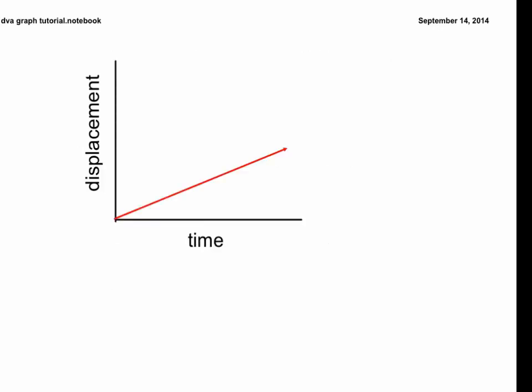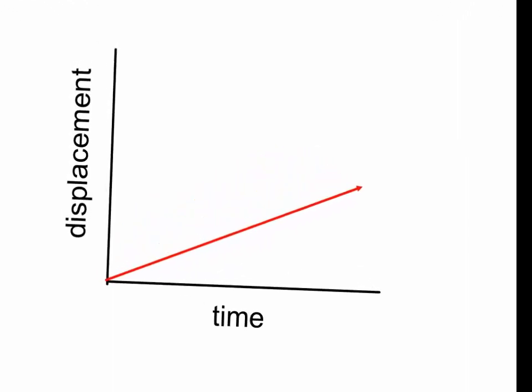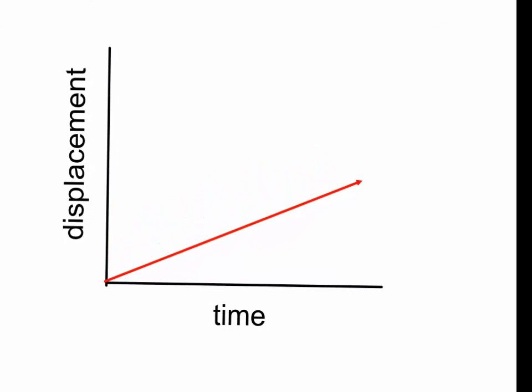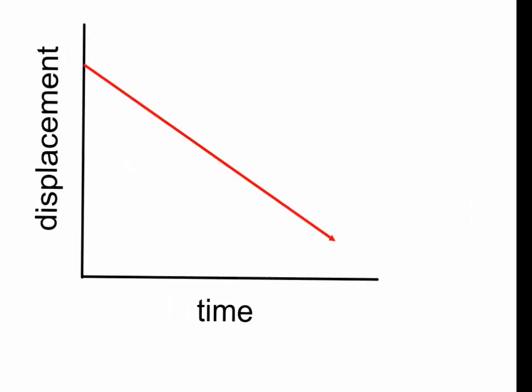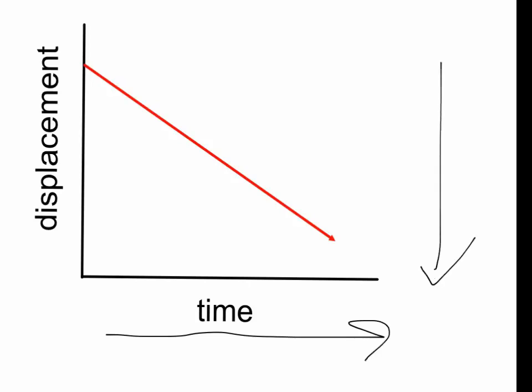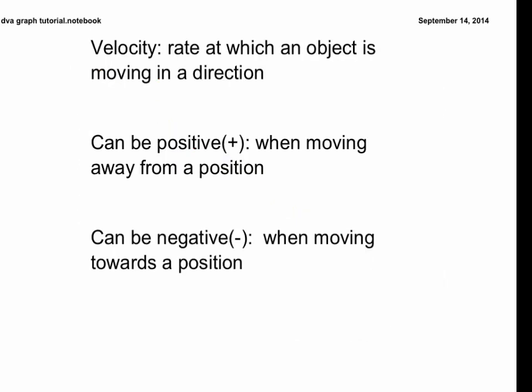So here's a displacement time graph. What you see here is that as time goes on, as you move to the right, the displacement is going up. So this particular object is moving away from its original position. In another example here, we see that as time goes on, as you move to the right, time is progressing, we see that the displacement is going down. This object is actually getting closer to some position as time goes on. Keep that in mind.